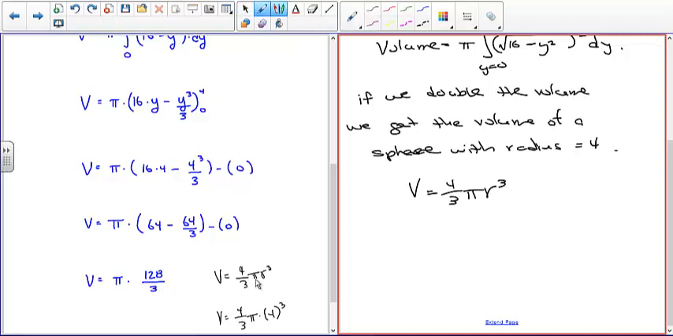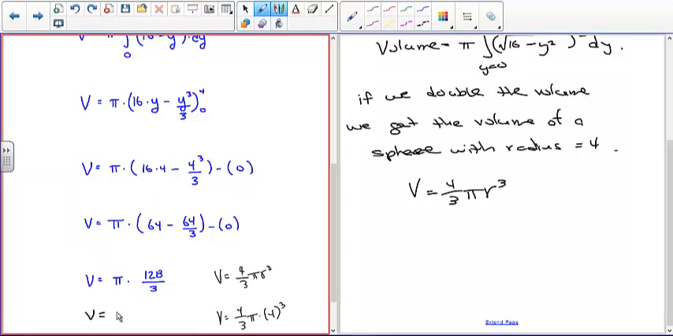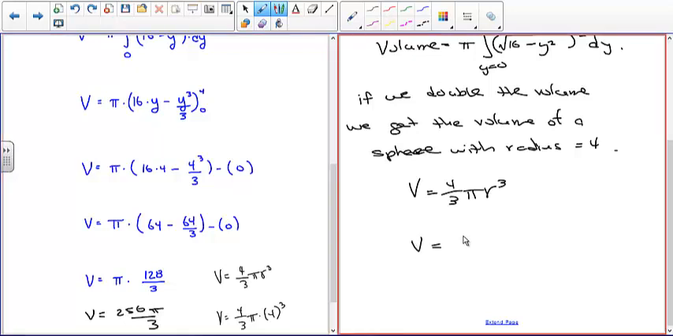And in this case, we double that. So if you double this volume, which is the volume of a half sphere, you'd end up with 256 pi over 3. And the equation for the volume of a sphere is 4/3 times pi times the radius cubed, which is 4 cubed. So that's really 4 to the 4th power, because I'm multiplying by 4 again. 4 to the 4th power is 256. So you get 256 pi over 3. So you see it does work.